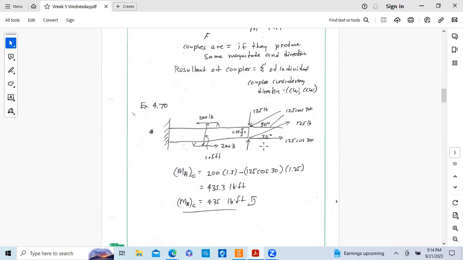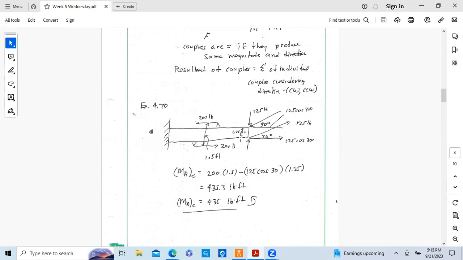Little diagram. Okay. Here's the 200-pound force, separated by a distance. Distance is 1.5 feet. Sort of hard to see on there. So this is 1.5 feet between the two.